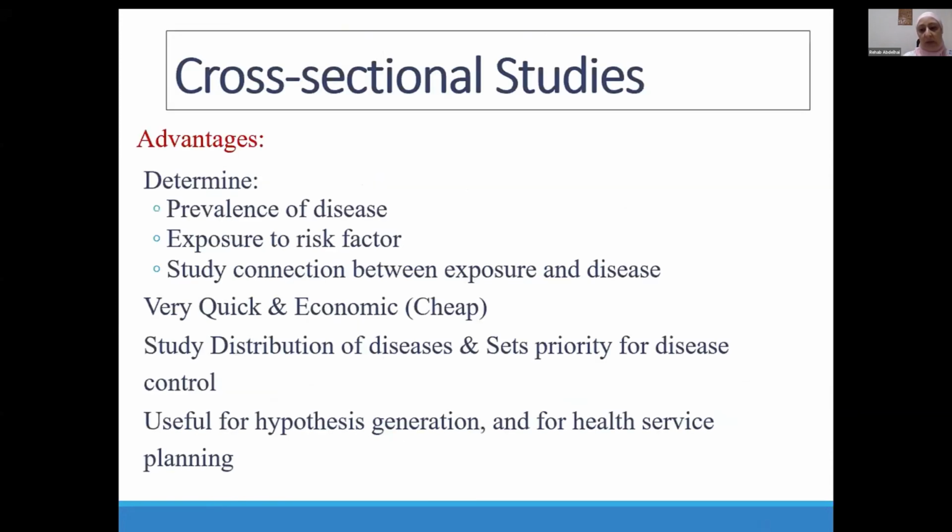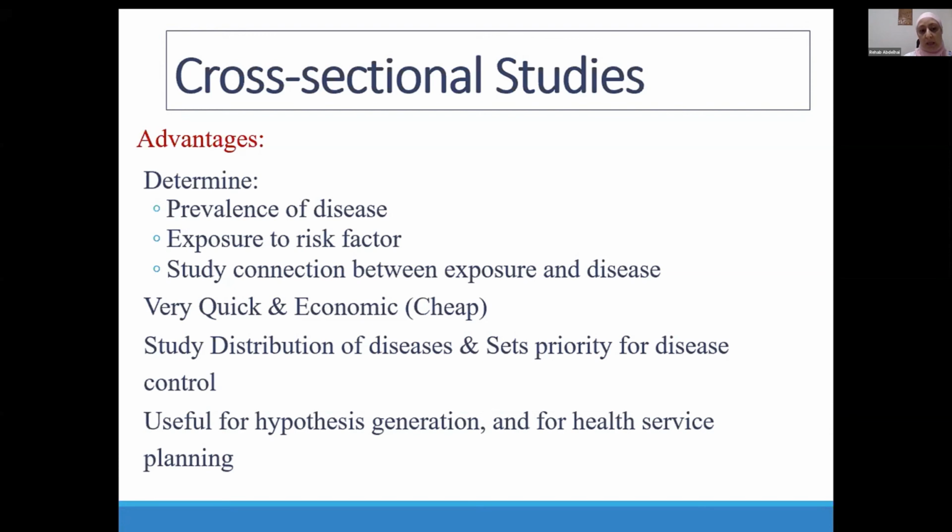Now, the advantages of cross-sectional studies are that we can determine the prevalence of diseases, we can determine exposures to risk factors, and we can study a connection between exposures and disease. Cross-sectional studies are really quick and economic, they study the distribution of diseases, and they can set priority for disease control. So from a policy perspective, cross-sectional studies are very important for priority setting, and they are also useful to generate hypotheses and for service planning.